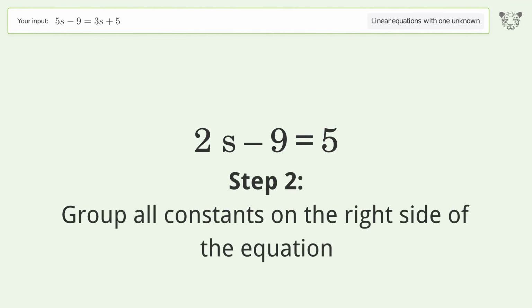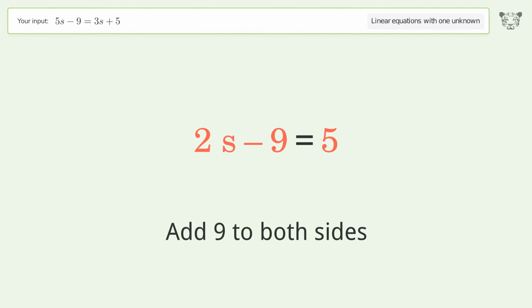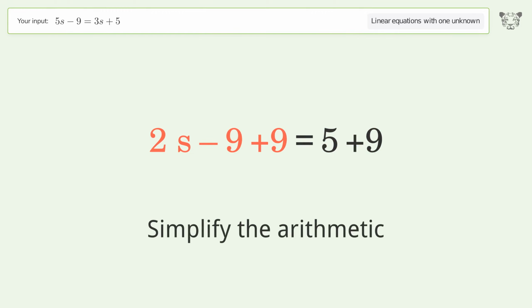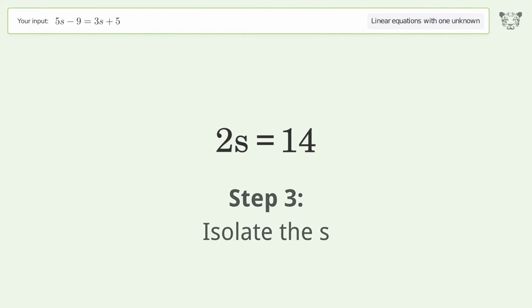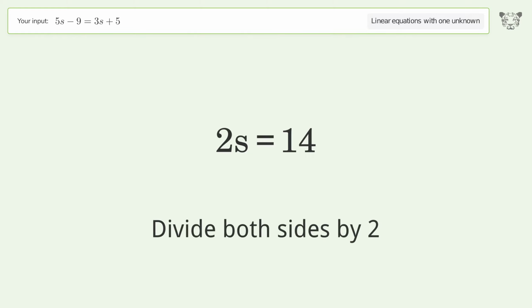Group all constants on the right side of the equation. Add 9 to both sides. Simplify the arithmetic. Isolate the s. Divide both sides by 2.